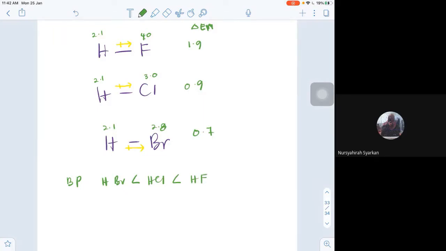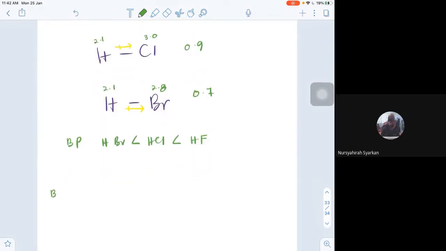If we refresh the formula from last time, we want to recap all. The bond energy is directly proportional to the bond order. Bond energy is also directly proportional to the delta EN, and of course directly proportional to the bond polarity. Now we start to have bond polarity. Bond energy, bond order, delta EN, bond polarity. What else? It is inversely proportional to the bond length.